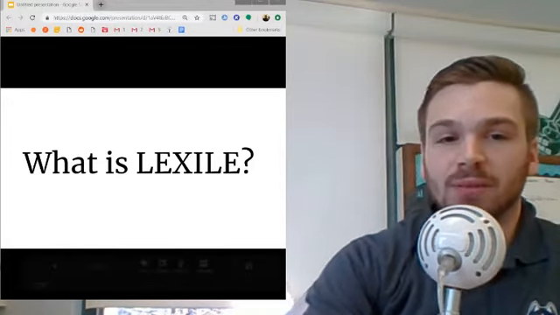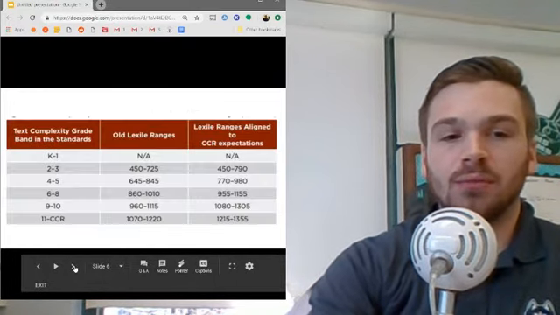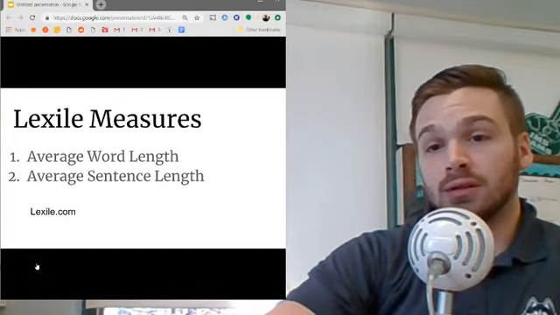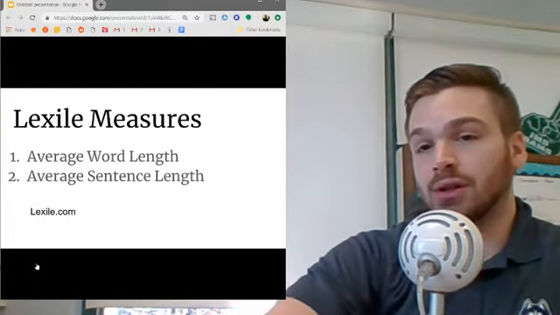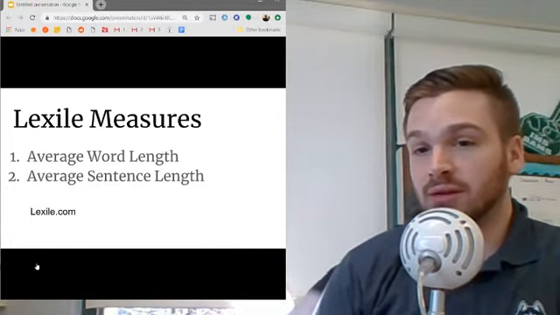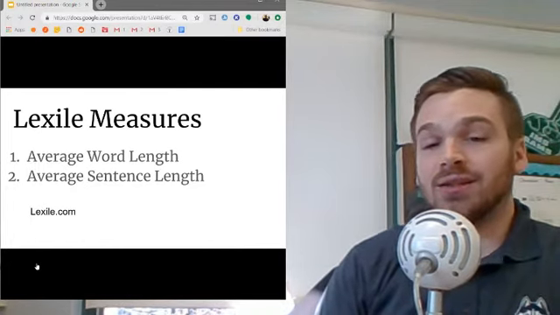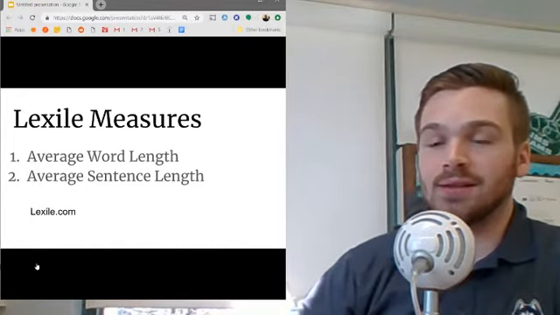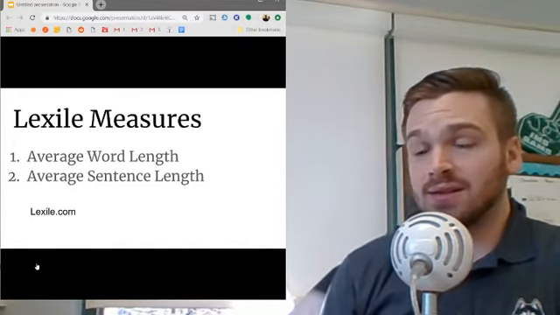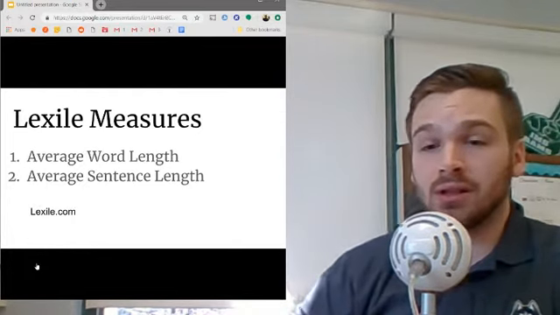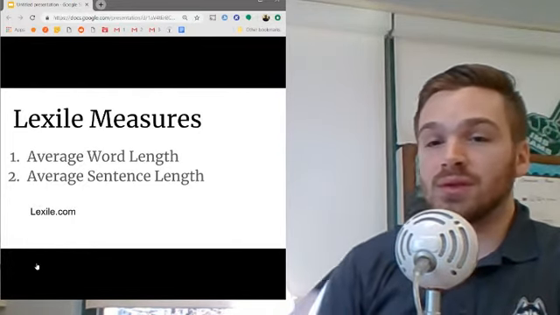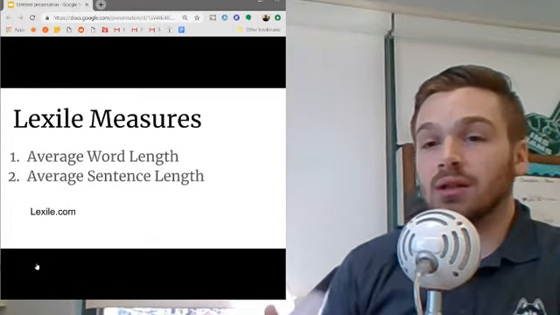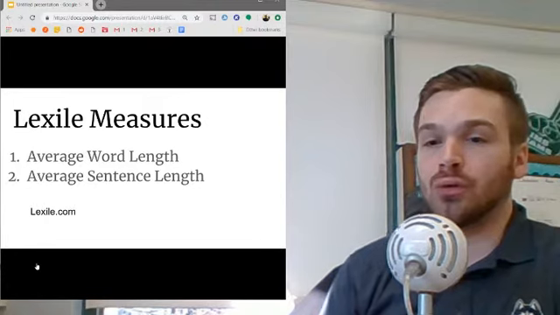Lexile is a pretty simple measure. It only looks at two parts of the text. So your Lexile measurements are looking at how long the average word in a book or an article is, how many letters are in that word, literally. And then it's also looking at the average sentence length. How long is the sentence? Is it mostly short sentences? Are the sentences like 10 or 12 words long? Those are the two measurements. So a high Lexile book has long sentences and long words, and a low Lexile book has short sentences and short words.